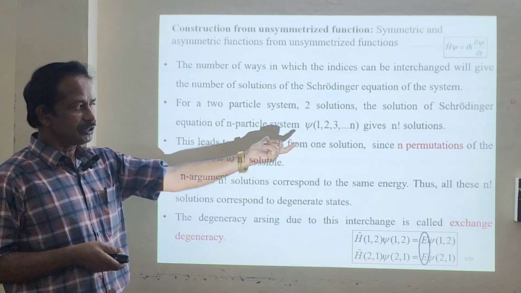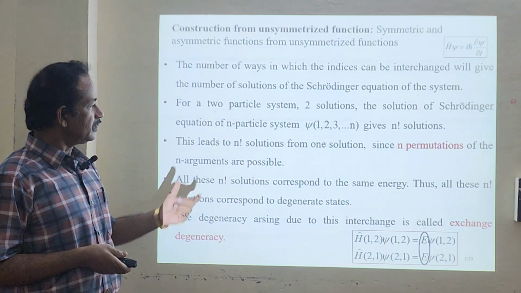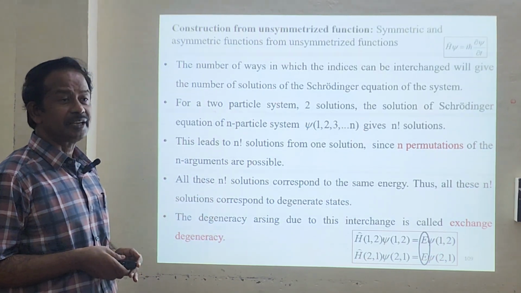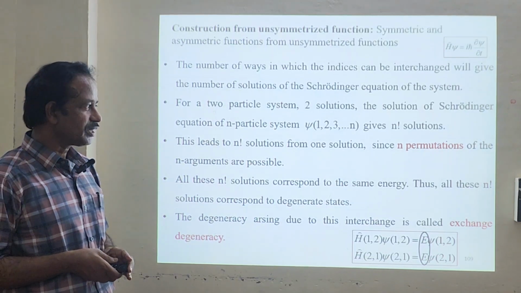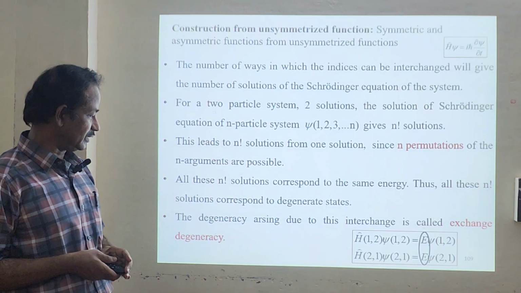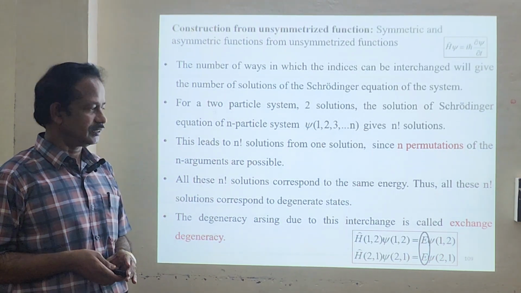Since n permutations of the n arguments are possible, all these n factorial solutions correspond to the same energy, degeneracy. Thus, all these n factorial solutions correspond to degenerate states. The degeneracy arising due to the interchange is called exchange degeneracy.